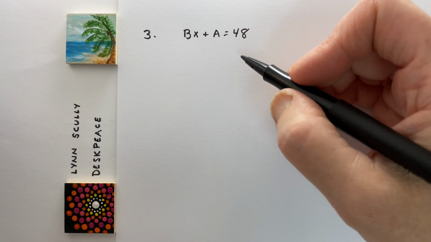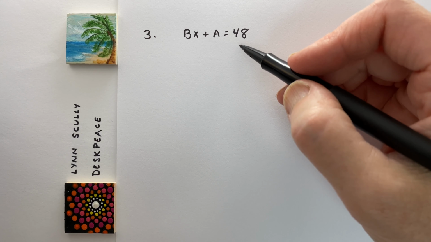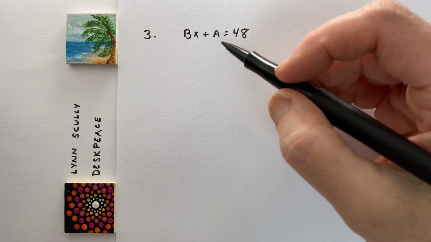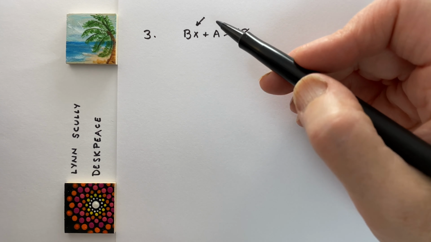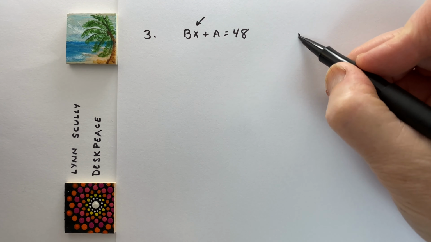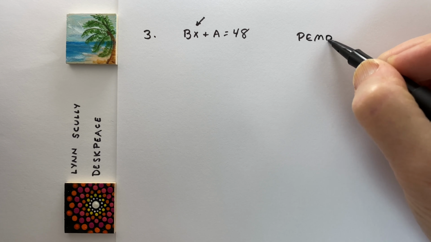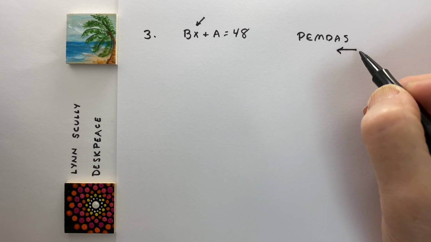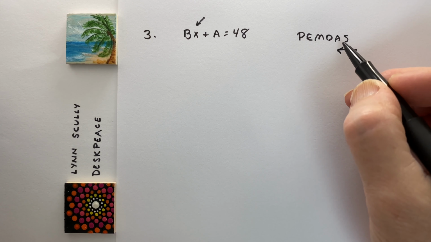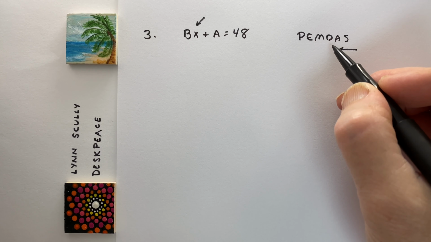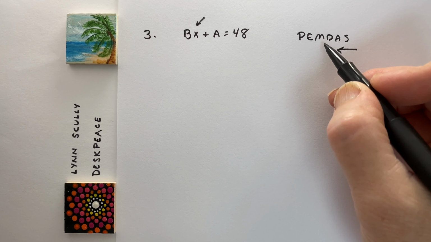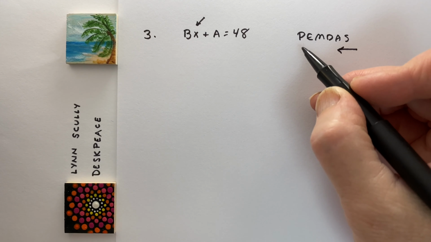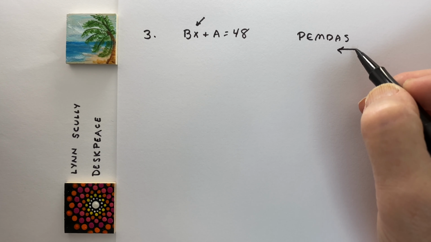Number 3, bx plus a equals 48. As you can see, this is kind of number 1 and number 2 put together. I want to solve for x, that's my goal, and I want to get him alone. So according to PEMDAS, when we are solving, we start at the end here and go this way. We undo first subtraction, then we undo addition, then we undo division, then we undo multiplication, then we undo exponents, then we open packages. And when we get inside a package, we actually start again at the beginning.